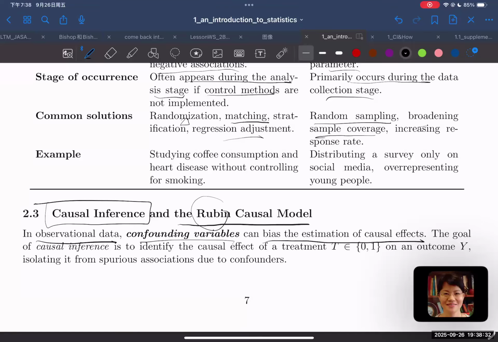Confounding variables, sometimes we call them confounders, can bias the estimation of causal effects. So this is really bad. Causal inference was popular two years ago because three people got the Nobel Prize on it, and then a lot of people turned to it. Here, the goal of causal inference is to identify the causal effect of a treatment on an outcome, isolating it from spurious association due to confounders. This is the one you have to keep in mind.